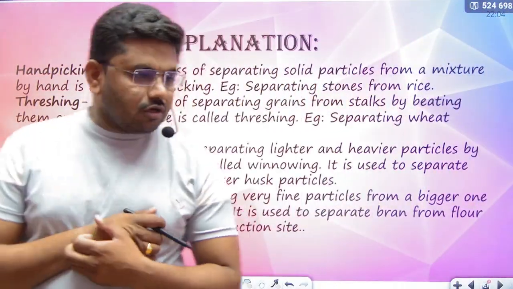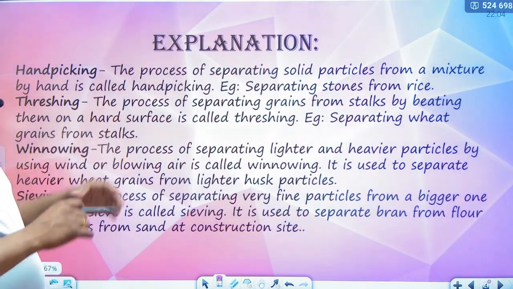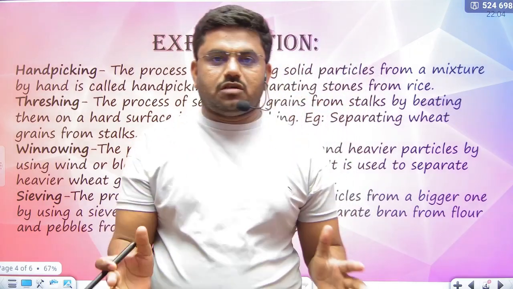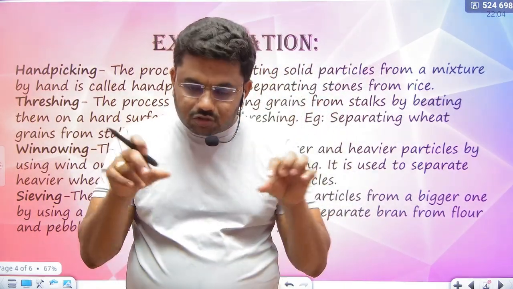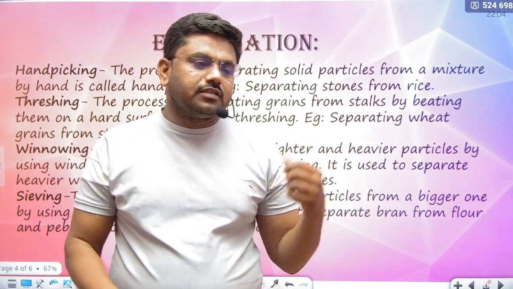Okay, now see the hand picking. Hand picking means the process of separating solid particles from a mixture by hand. Suppose wheat is there and some stones are there; by picking them up with the hand, that is the hand picking method.